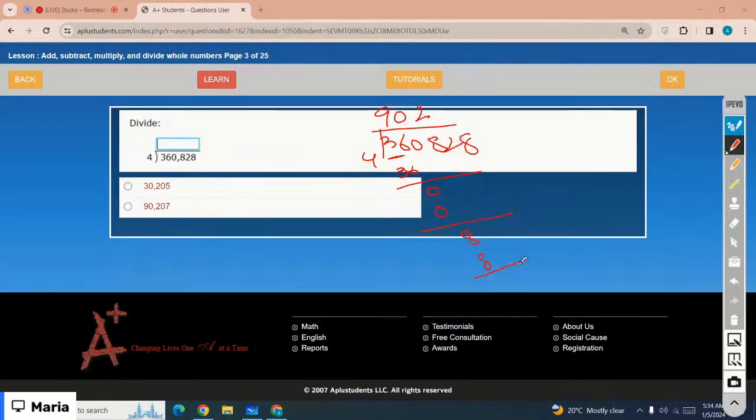You again bring the next digit down, 8, 2. You cannot divide 2 by 4, right? So you need to bring the other digit down. So you have to put a 0 over here. So 4 times 7 is 28. Got it? So the correct option is option number 2. That is 90,207. The correct option is the second option.